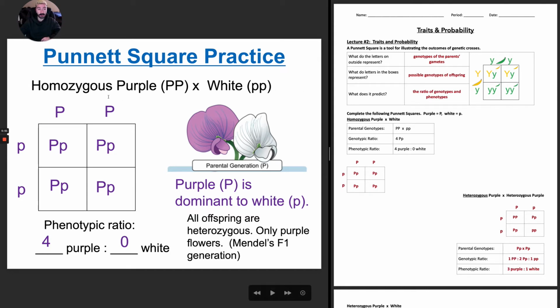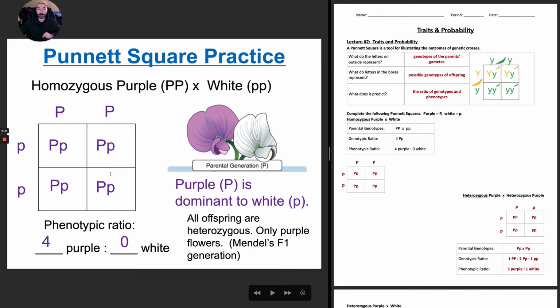This cross has a homozygous purple parent, big P big P, with a homozygous white parent, little p little p. And so we write that as big P big P by little p little p. That X, that multiplication symbol, says that they're crossing. Now, just like we saw in the first one, the ratio here is going to be 4 big P little p to nothing, because there's nothing else, right? You could just write 100% big P little p, or you could say all big P little p in this case.